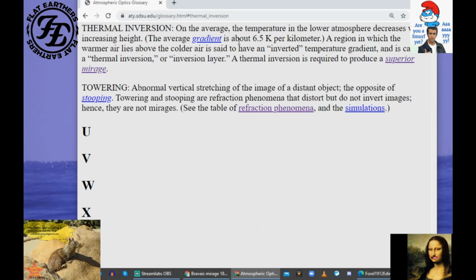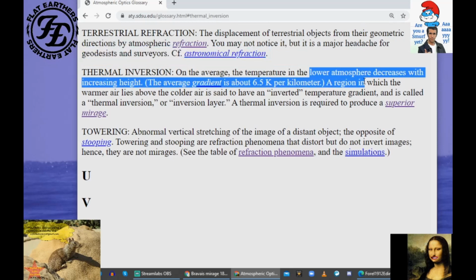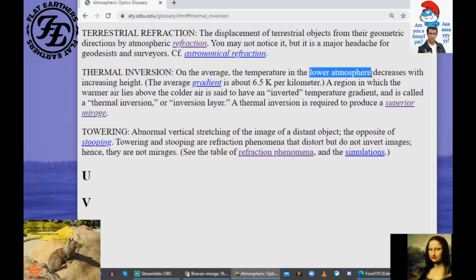On the average, the temperature in the lower atmosphere, where is this delineated, right? Lower atmosphere, where does that extend? From the ground up to what elevation? The temperature in the lower atmosphere decreases with increasing height. The average gradient is about 6.5, and I think that K is Kelvin, per kilometer. A region in which the warmer air lies above the colder air is said to have an inversion.